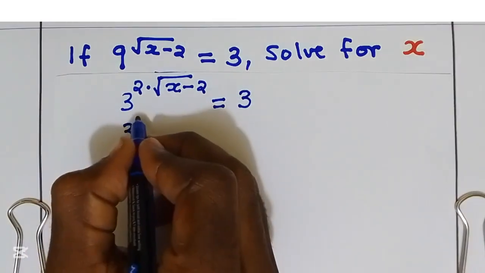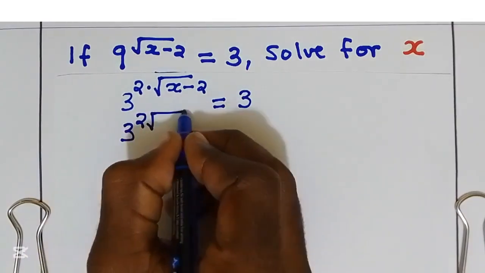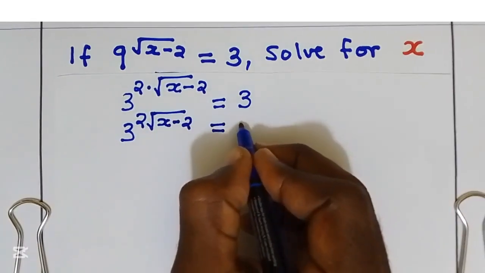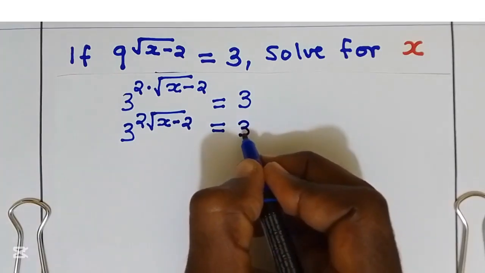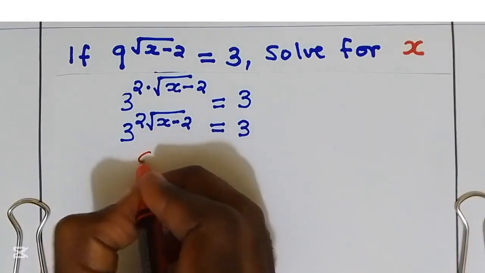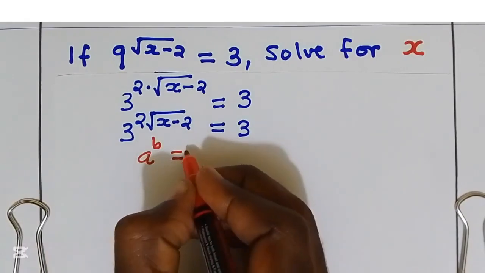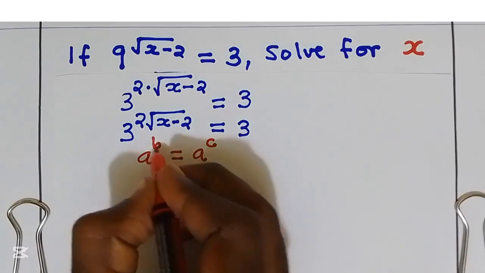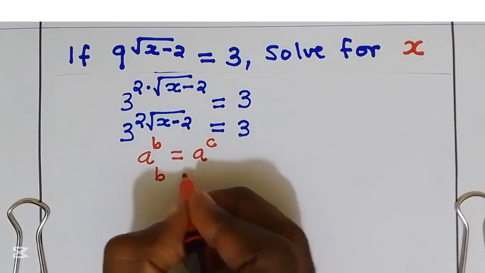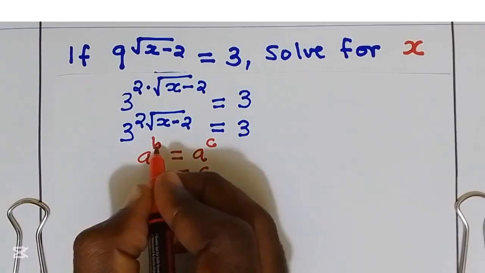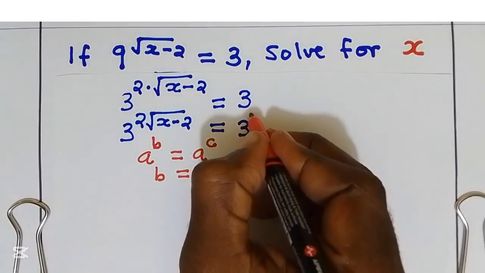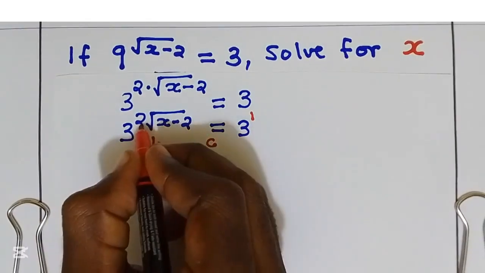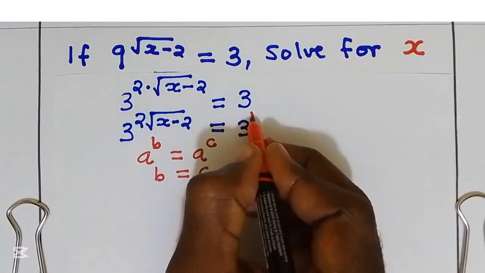3 power 2 square root of x minus 2 is equal to 3. But we know if we have a power b, this is equal to a power c, if the bases are equal, exponents are equal. So b is equal to c. From that case, I'll put 3 as 3 power 1. Now, since we have base 3 and base 3, 2 square root of x minus 2 will be equal to 1.